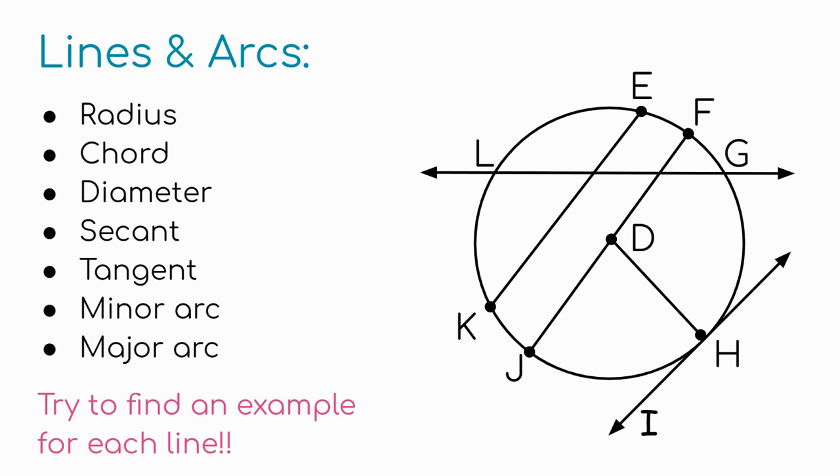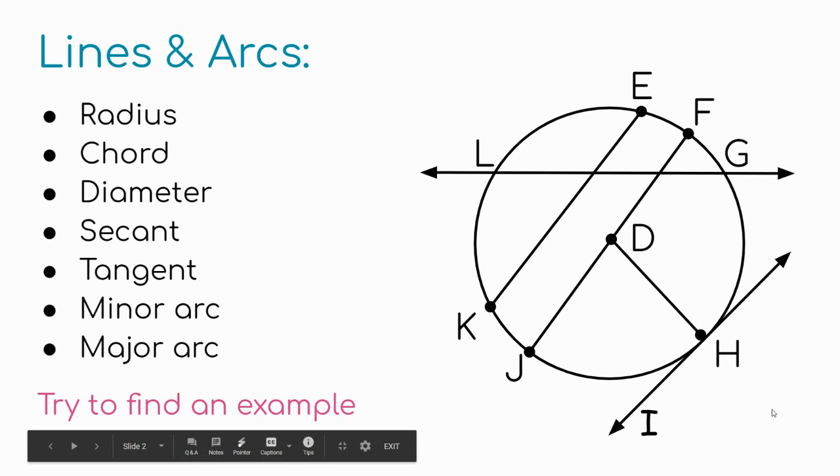All right, so first, way back in the beginning of the standard, we talked about lines and arcs. So here's a list of all the lines and the arcs. Hopefully you remember what they are. I'll go through them quickly. So we have a radius. A radius goes from the center out to a point on the circle. So DF is a radius, DH, and DJ.